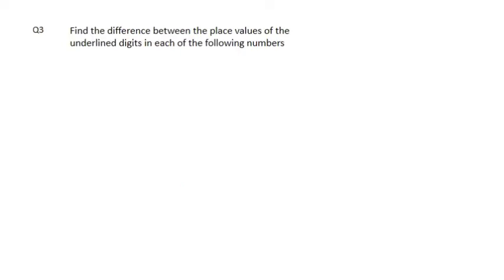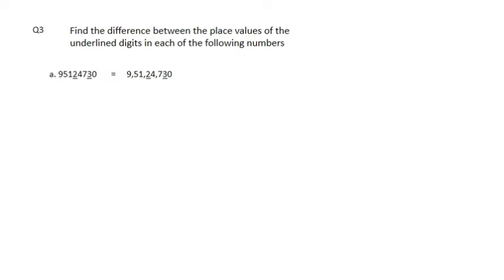Find the difference between the place values of the underlined digits in each of the following numbers. Now let us take the first one. Here the number is given and it is underlined. The 2 is underlined, the 3 is underlined, but from this it becomes very difficult to find the answer. So first we'll write down this number as it is and place the commas. Now when we place the commas, we come to know this is ones place, this is thousand, lakh and crore. So this 2 is 20,000 and 3 is 3 tens, 30.